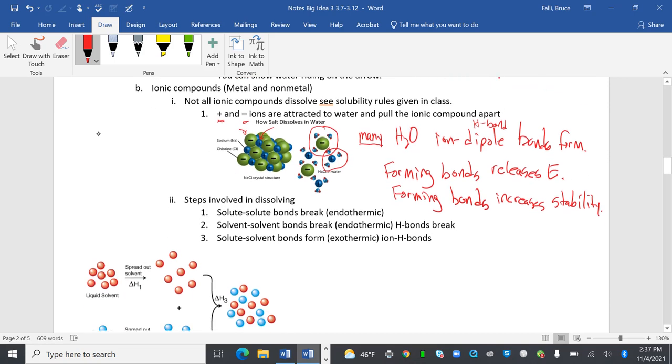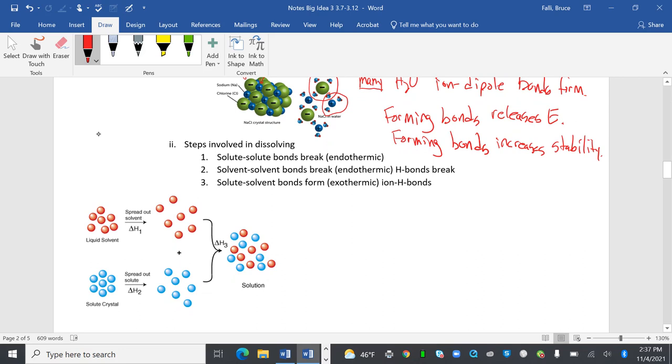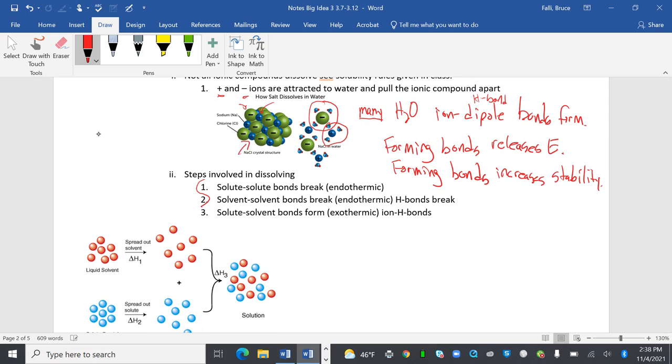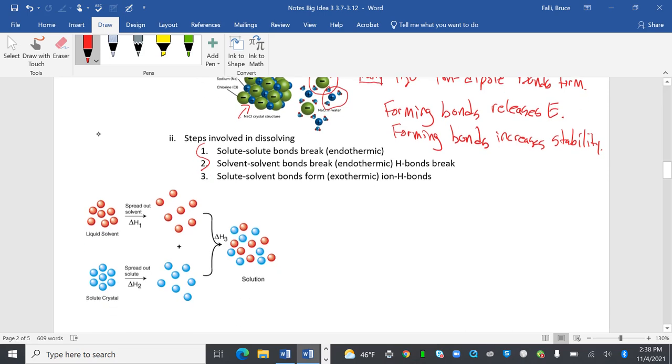Okay. So now when these things dissolve, there's a handful of steps that come into it. So 1 and 2 are really kind of interchangeable, so it doesn't matter what order you put them in. But you've got solute-solute bonds that have to break. Do you see how my greens and blues have to split apart? In this case, they call it solute crystal. You have to separate those crystals, and if you're breaking bonds, that's endothermic. The solvent has to be broken apart too. So solvent-solvent bonds break, the H bonds break, and that means we're assuming water, which is most of what we do, but there could be other things. And then solute-solvent bonds form. When these form, hopefully those release more energy than the other ones. Okay?